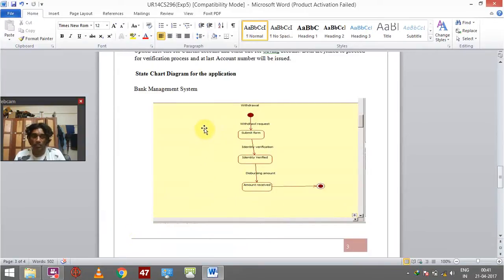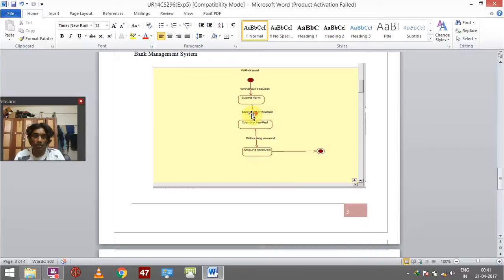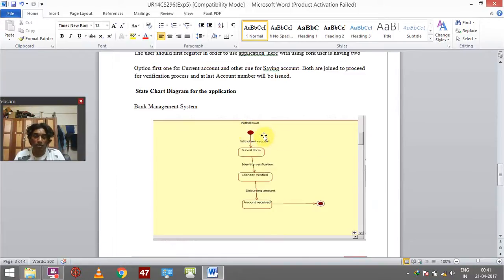So this is the state chart diagram for the bank management system. Over here, as we can see, suppose we want to ask for a withdrawal. So we ask for a withdrawal, that is the initial state. Then we go to a transition. The transition occurs for an event, that is the withdrawal request.